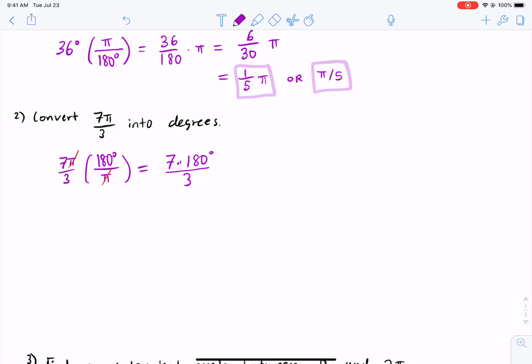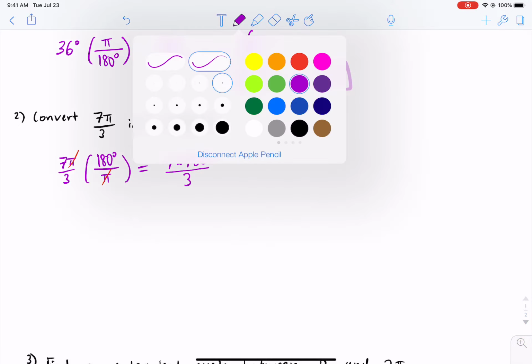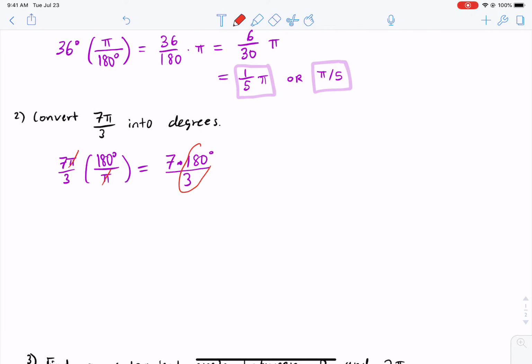But it's easier just to look at the 180 divided by 3 first, right? 180 divided by 3 simplifies to? 60. So 7 times 60 degrees over 1. So that's just going to be 7 times 60, that's 420. And this will be in degrees, right?